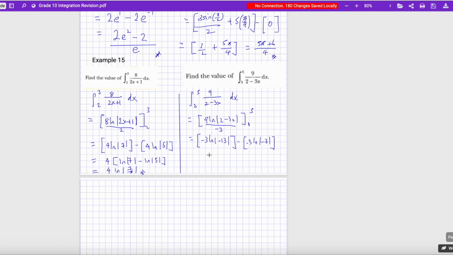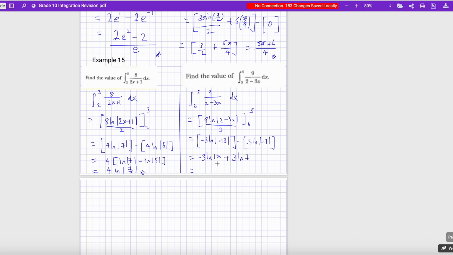Notice that I actually put a mod, because when you take ln of negative 13 without a mod sign, you will get an error. The mod helps to make the negative 13 positive and the minus 7 positive, so that I can actually find the value. Okay, let's expand out. This should be 3 ln 13 plus, sorry, not minus, because minus minus is plus, it's 3 ln 7.